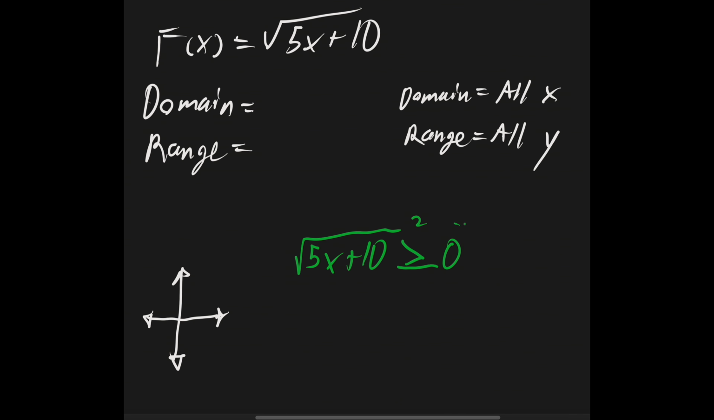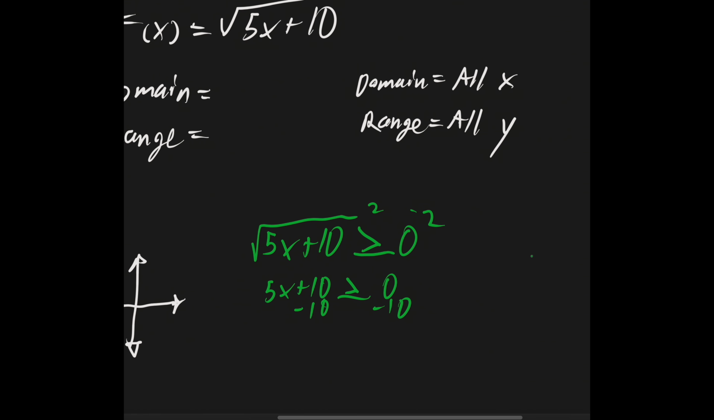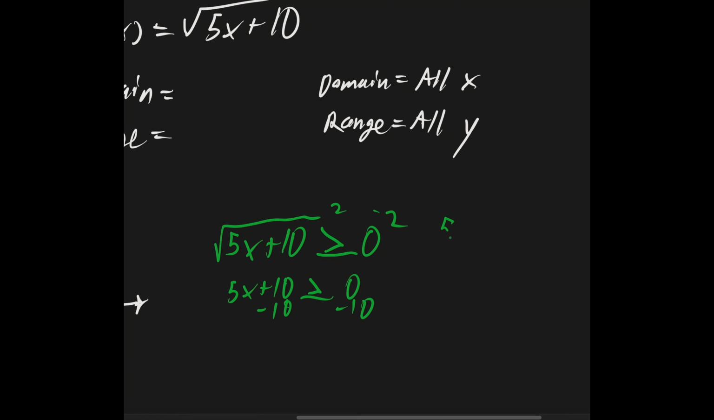We're going to square both sides to get rid of the square root, and therefore we'll have 5x plus 10 greater than or equal to 0, and then we're going to subtract 10. Then we would have 5x greater than or equal to negative 10. And then when we divide by 5, we're going to have x is greater than or equal to negative 2 in that case.